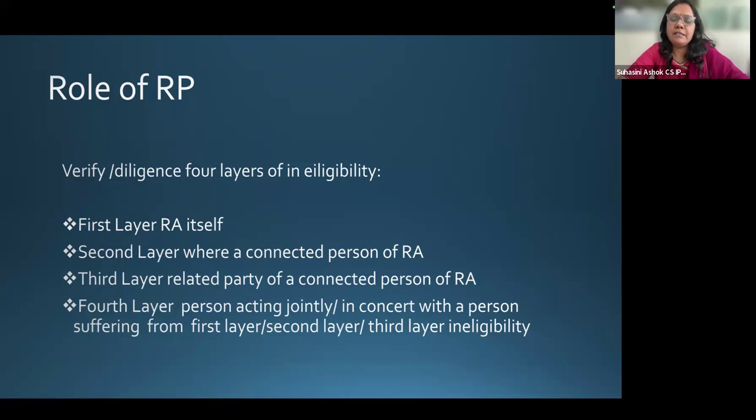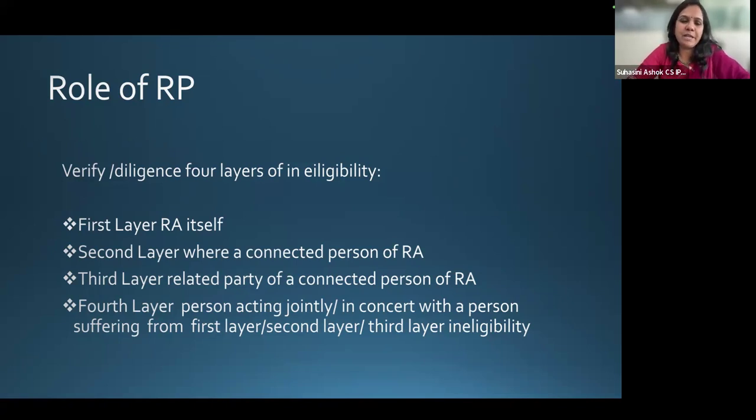So the second layer is connected persons. The third layer is related party of a connected person of the RA. So the first layer is the RA. The next layer is the connected person of the RA. The third layer is again that connected person's related party. Then the fourth layer is persons who are acting jointly or in concert with the persons in the first layer, second layer, third layer.